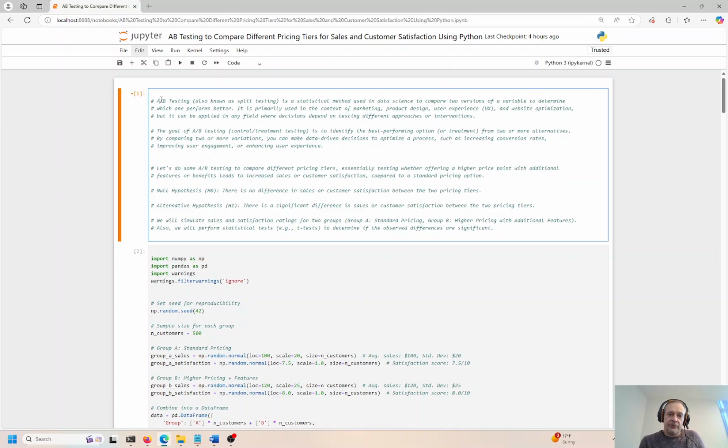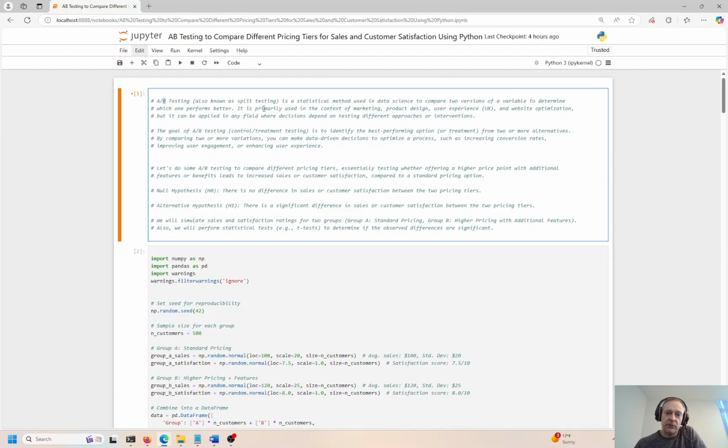This is also known as split testing. We're looking at two different groups, basically a control group and a treatment group. The control group would be A, the treatment group would be B. And we're going to try to compare two versions of a variable to determine which one performs better.